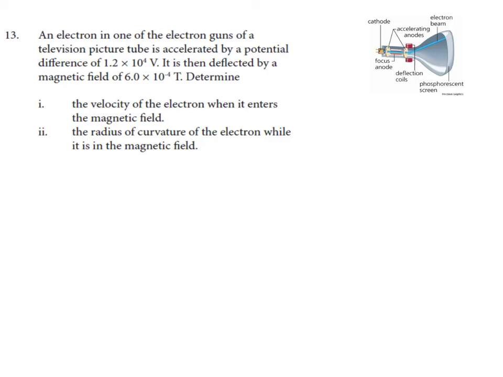Okay, problem number 13. An electron in one of the electron guns of a television picture tube, old school television, is accelerated by a potential difference of 1.2 times 10 to the 4 volts. It is then deflected by a magnetic field of 6 times 10 to the minus 4 Tesla. Determine the velocity when it enters the field.